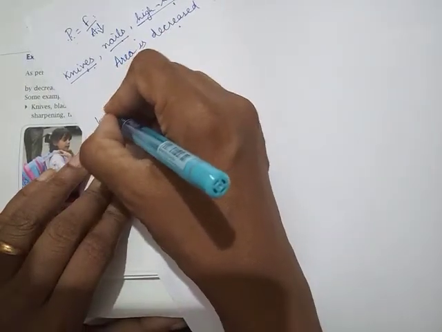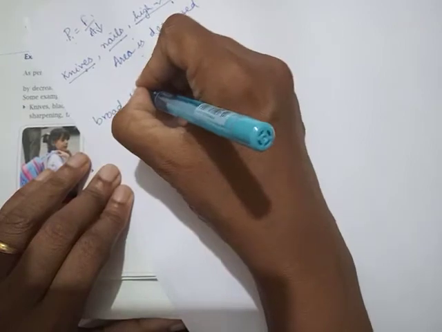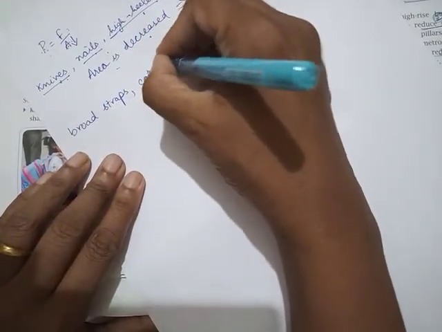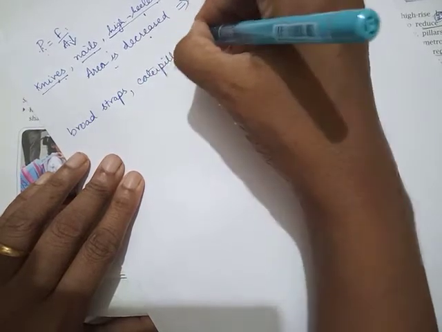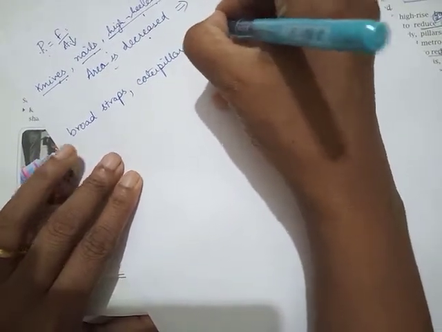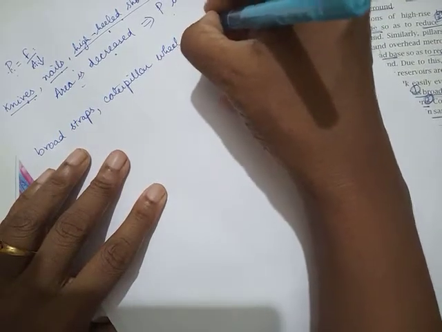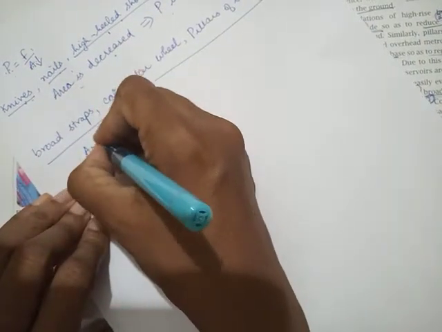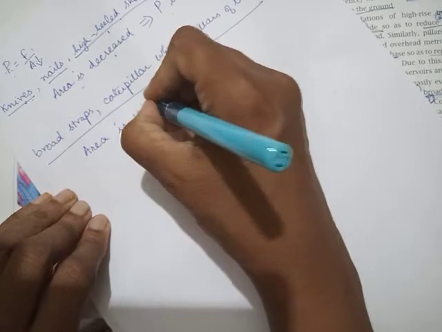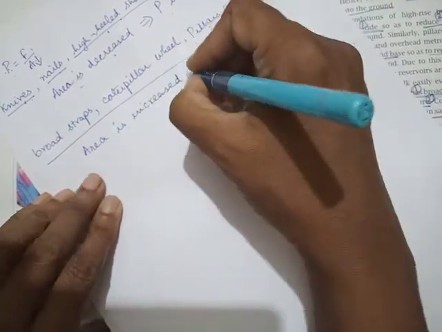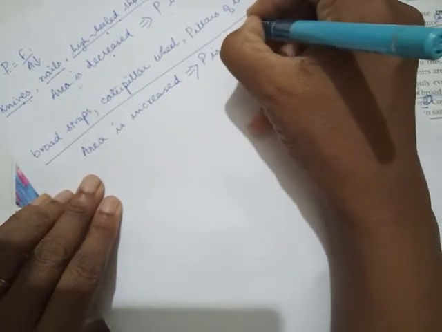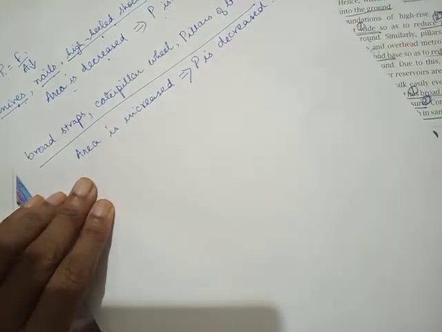Then the other kind: bags with broad straps, broad strapped bags. Then you have caterpillar wheels of army tankers, then pillars of bridges. Now, these all come under another type. In all these things, area of contact is increased. So, what is going to happen to pressure? Pressure will be decreased.